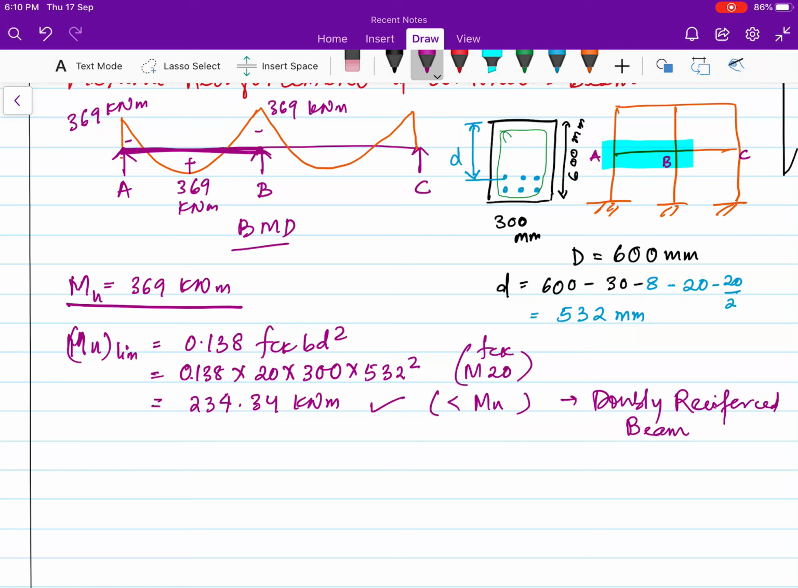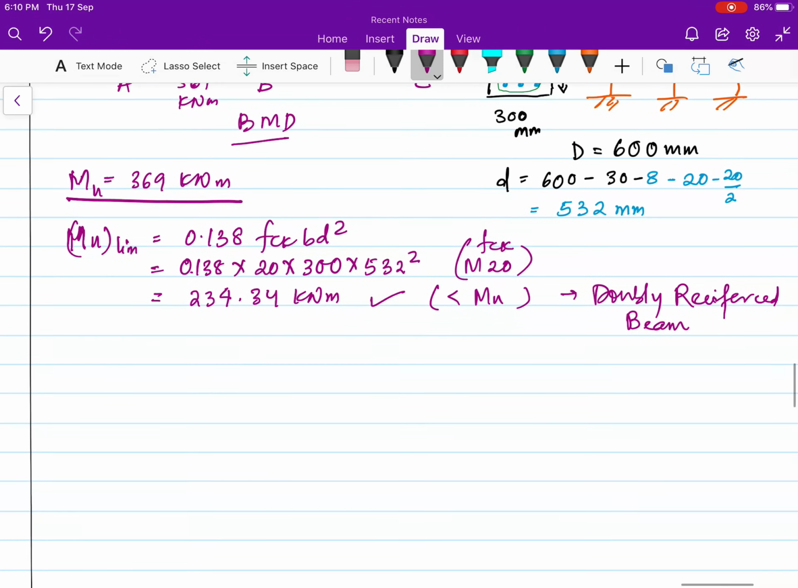If you have referred the multi-story frame design that I have done, because the moment was less, I went for singly reinforced beam, where like under reinforced beam I have designed. So coming to this, how it is to be designed as doubly reinforced.